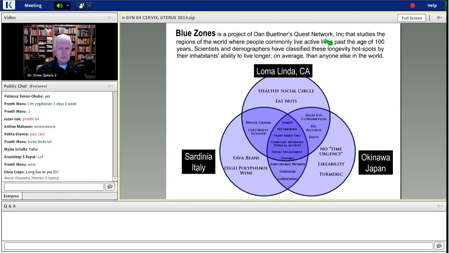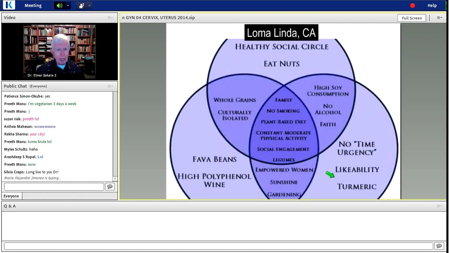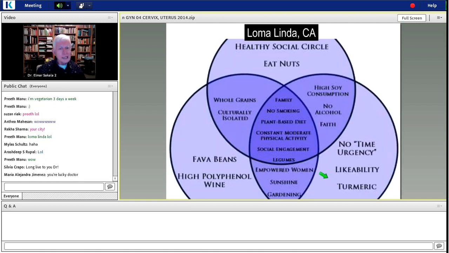Blue zones, regions of the world where people commonly live active lives past the age of 100 years: Loma Linda, Sardinia, and Okinawa, Japan. And what he looked at, what were the commonalities between these areas? Family being important, no smoking, a plant-based diet, constant moderate physical activity, social engagement, and legumes. Legumes are peas and beans and that kind of thing.